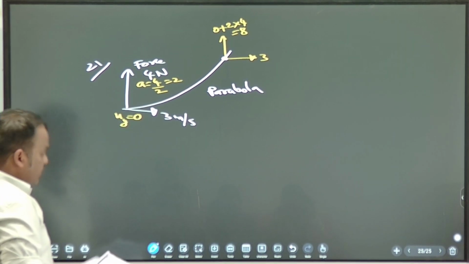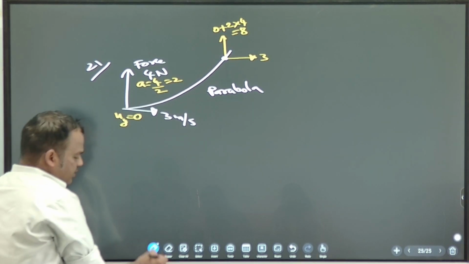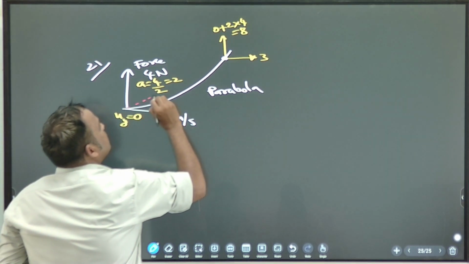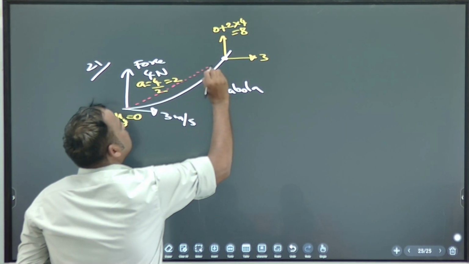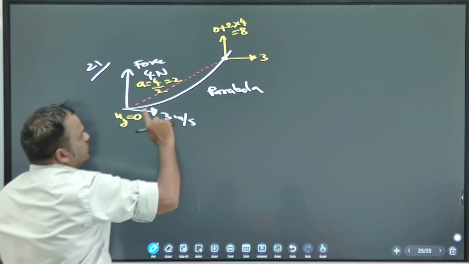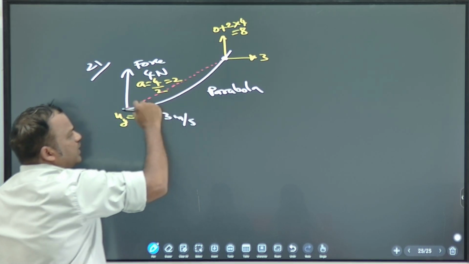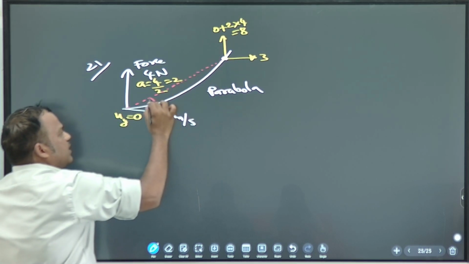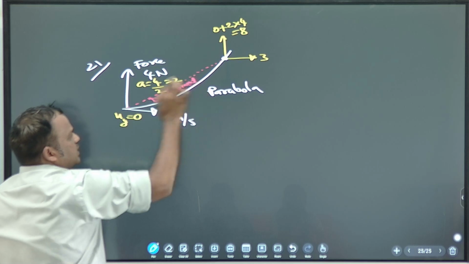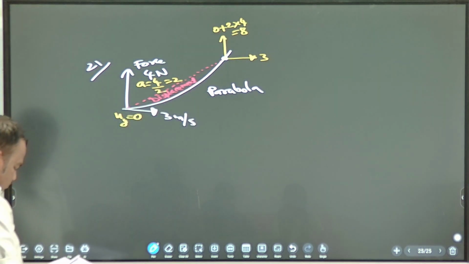They are asking distance. Actually, they are asking displacement. It is a misprint in this question. This is the displacement. This is the distance. But distance we cannot calculate easily. Actually, they are asking displacement only. Note down. We'll check both.